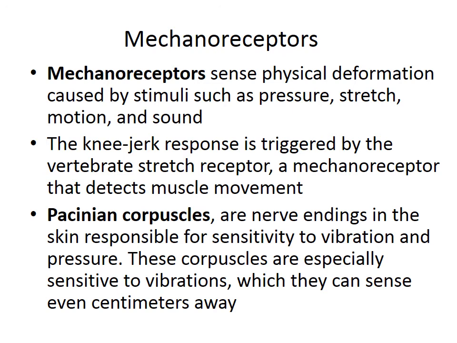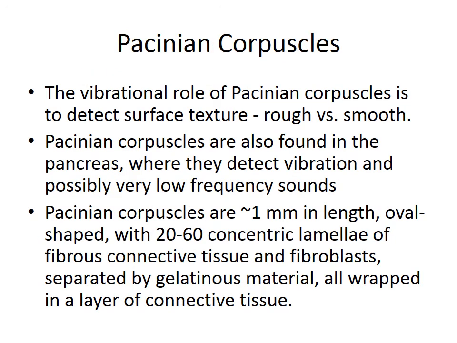These corpuscles are especially sensitive to vibrations, which they can sense even centimeters away. And believe it or not, some of them are in our pancreas. I'm not sure why they're there, but they are. Again, the vibrational role of these corpuscles is to detect surface texture. So that's how we can feel if something is satiny smooth or coarse, like cardboard, rough versus smooth. The Pacinian corpuscles are also found in the pancreas, where they detect vibration and possibly very low frequency sounds, and possibly contribute to our tummy aches.